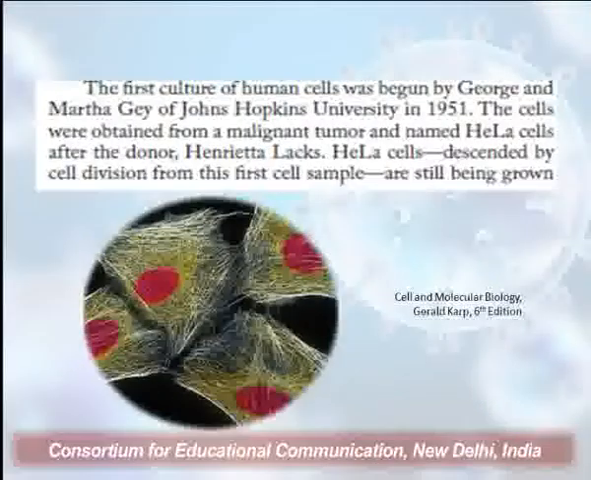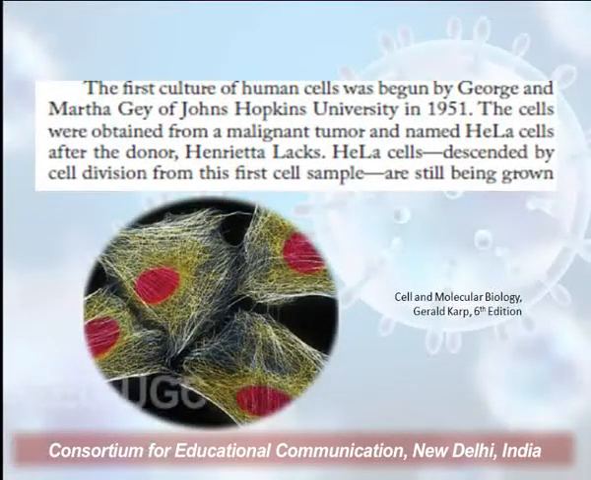Now the first culture of human cells began in the year 1951. The first human cell culture was done, and this was called the HeLa cell. The picture over here shows HeLa cells grown in petri dishes. It was called HeLa because it was taken from a patient whose name was Henrietta Lacks. The patient was suffering from malignant tumors, and these cell lines were cultured for the first time, and then they were cryopreserved for subsequent use.